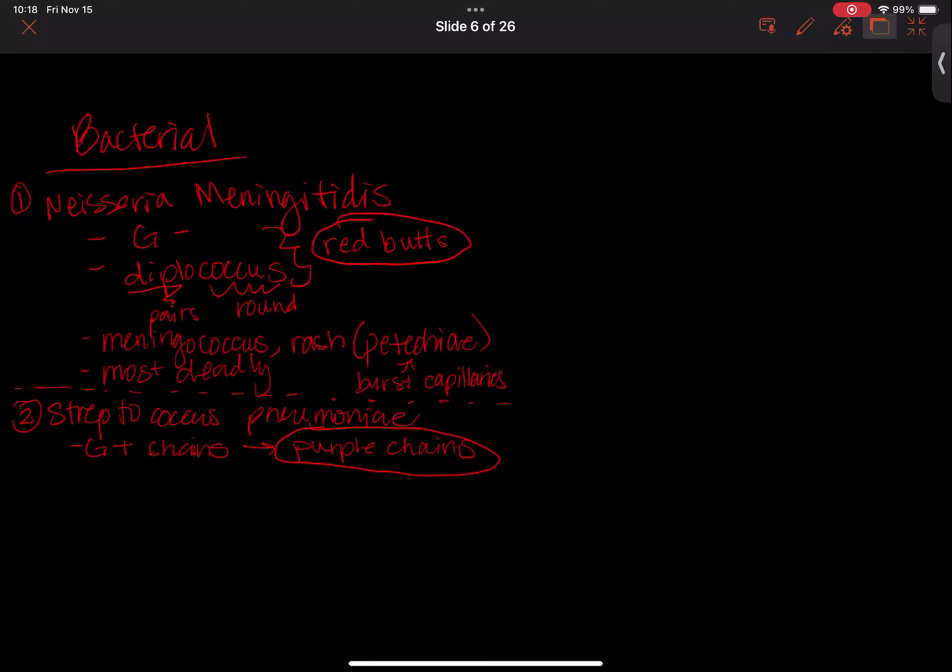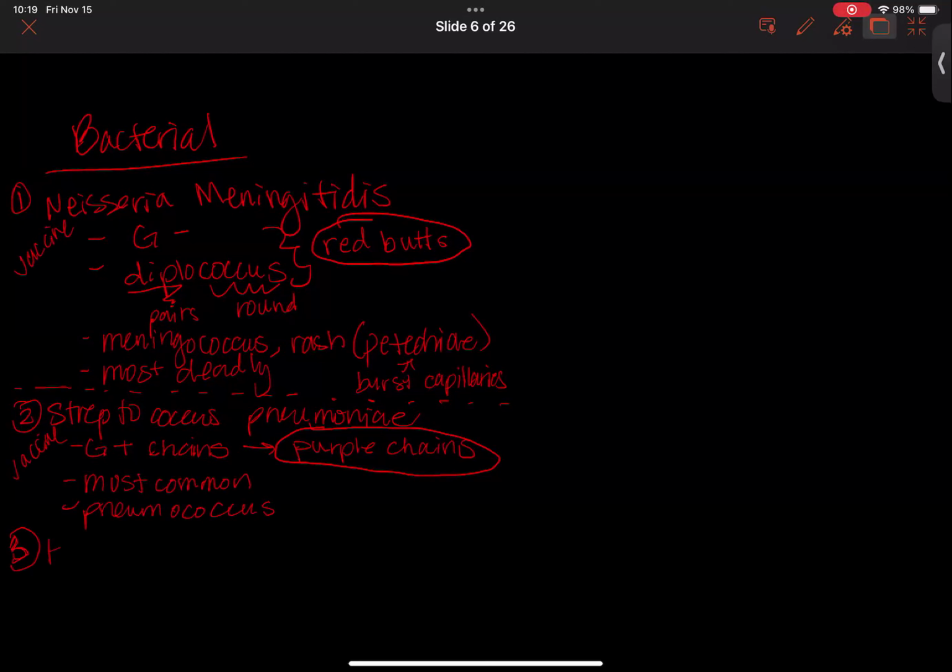All right, so this one's the most common community acquired one. So this is anything that you're going to get just from being around people, as opposed to the healthcare associated diseases that we'll talk about later on in the unit. So this one is most common. And it's also known as the pneumococcus. So number 1 has a vaccine. Number 2 has a vaccine. And number 3 will also. This is definitely a 3.